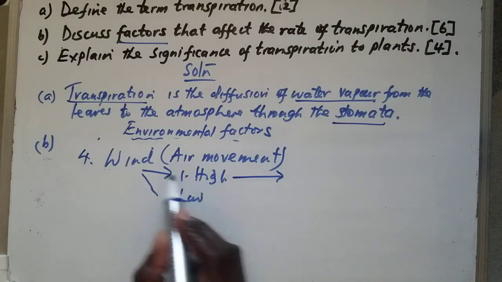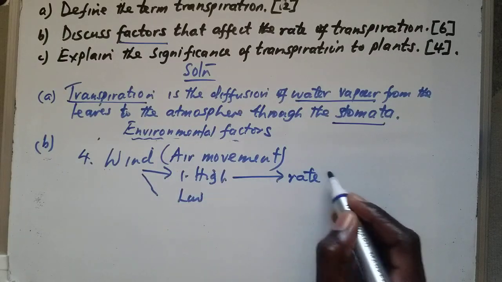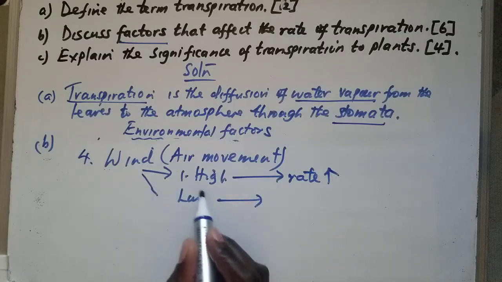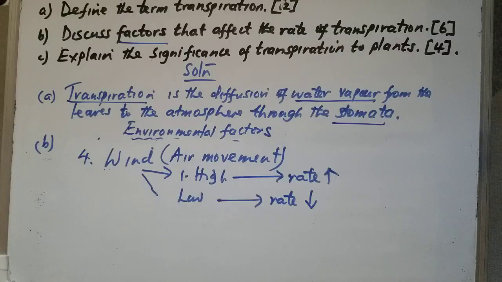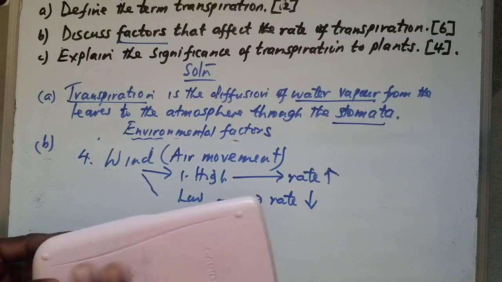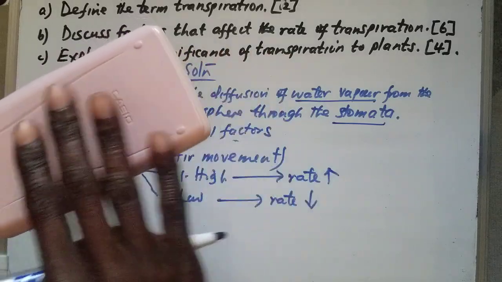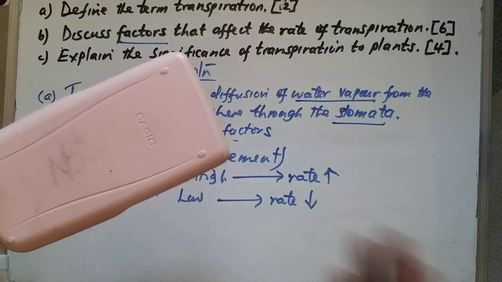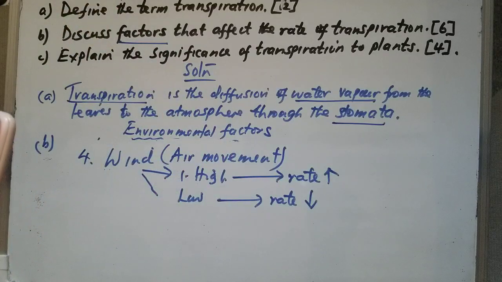Now if the speed of wind or air movement is very high, it simply means that the rate of transpiration will be very high. But if the wind speed is low, it means that the rate of transpiration will be very low. You can think of it this way. Imagine this is a leaf, and the water vapor surrounding the leaf; if there's wind movement, it is going to move away, and that is going to reduce the rate of transpiration that we have there.